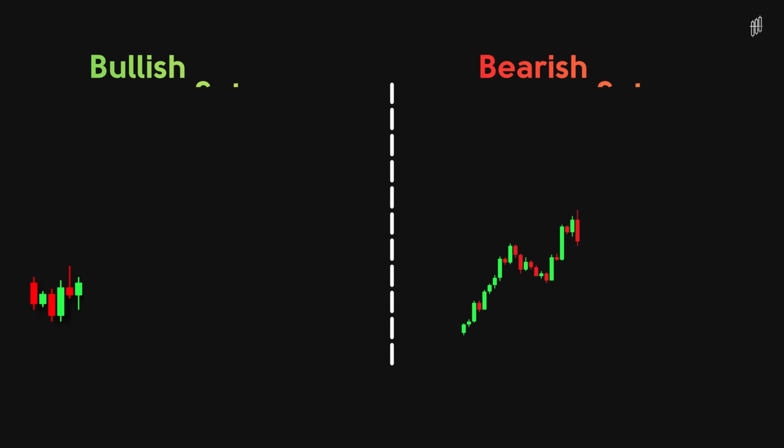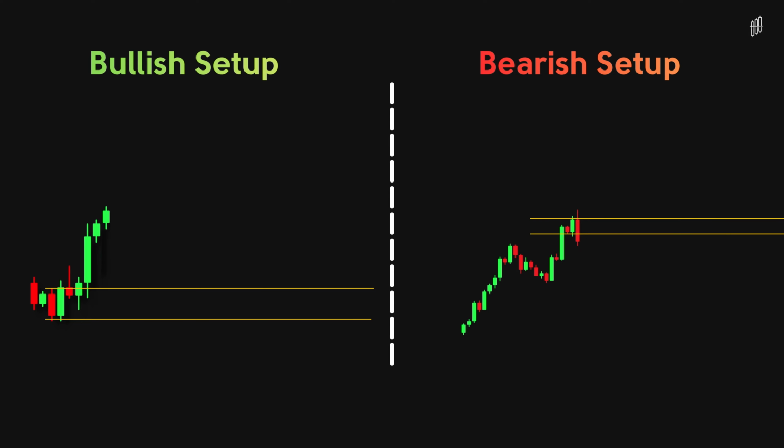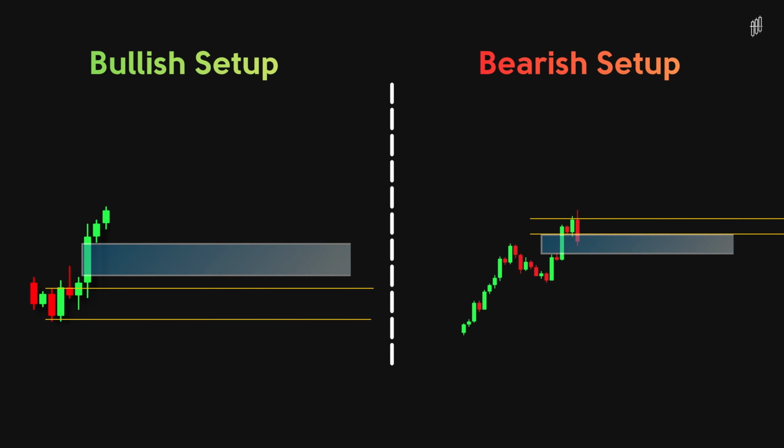Now here is the step-by-step entry system, and this is where it gets precise. After identifying your order block and finding an FVG, you do not chase the move. You wait. You mark the high and low of the order block candle on your chart. Also, you mark that fair value gap.